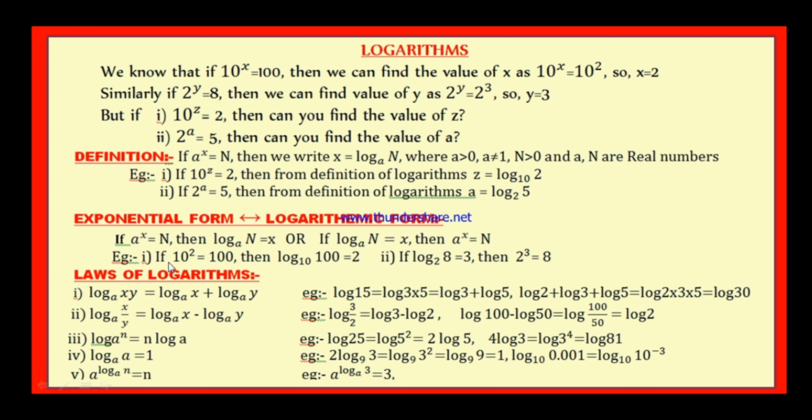For example, you see here, 10 square is equal to 100. This is in the exponential form. Now let us convert this into logarithmic form. If you write it in logarithmic form, then 10 square is equal to 100 becomes log 100 to the base 10 is equal to 2. The value of log 100 to the base 10 is equal to 2. This is how we have to convert the exponential form equation into a logarithmic form.